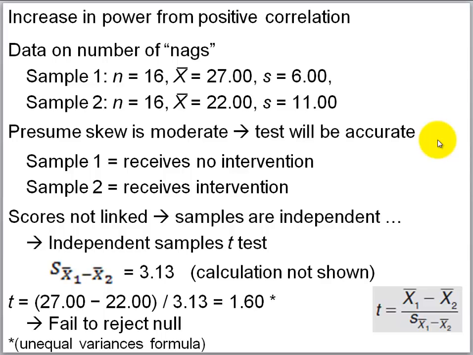Let's presume that skew is moderate in both of these samples. Our sample size is greater than 10, the skew is moderate, so our p-values are going to be sufficiently accurate. And what we have here is presumably a design in which sample 1 receives no intervention and sample 2 does indeed receive an intervention. So these are two different treatment groups, so to speak.